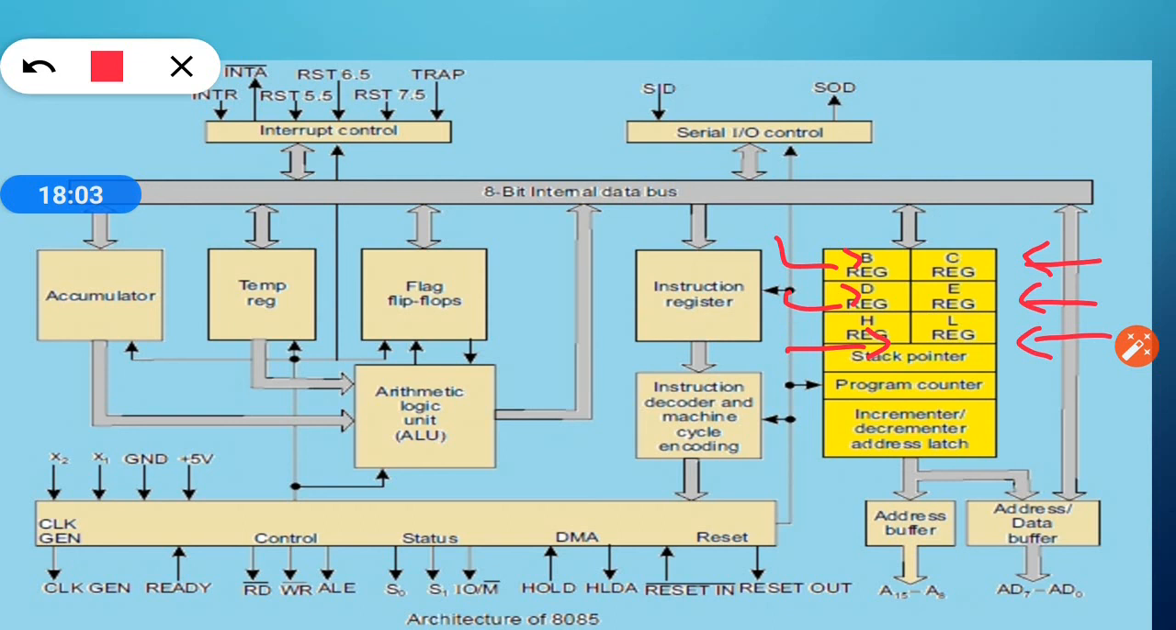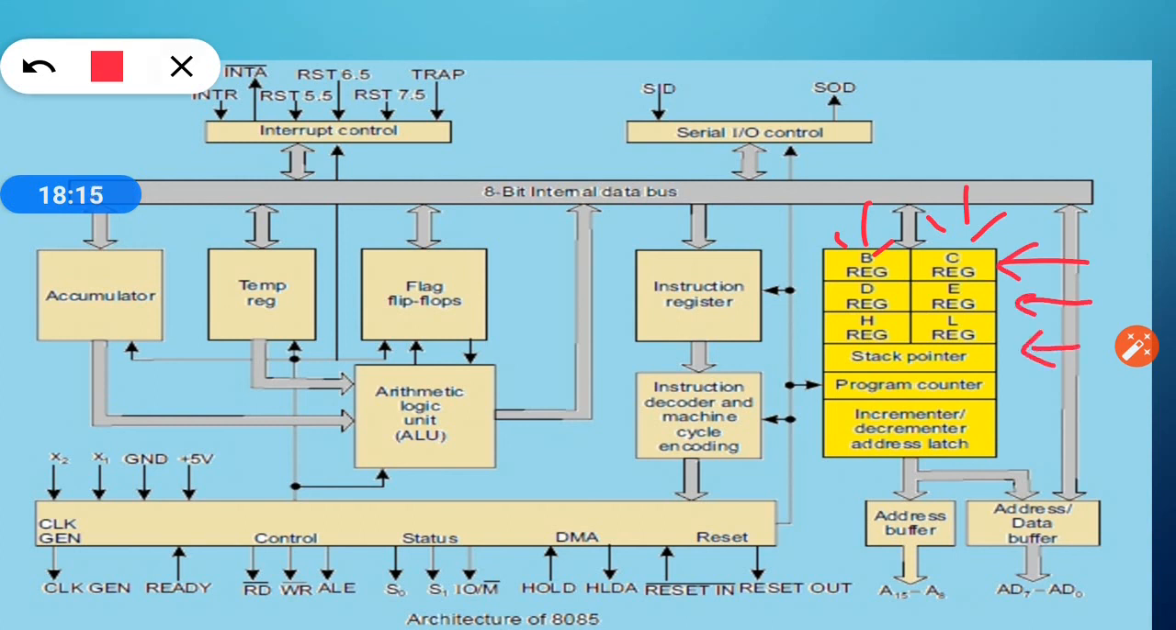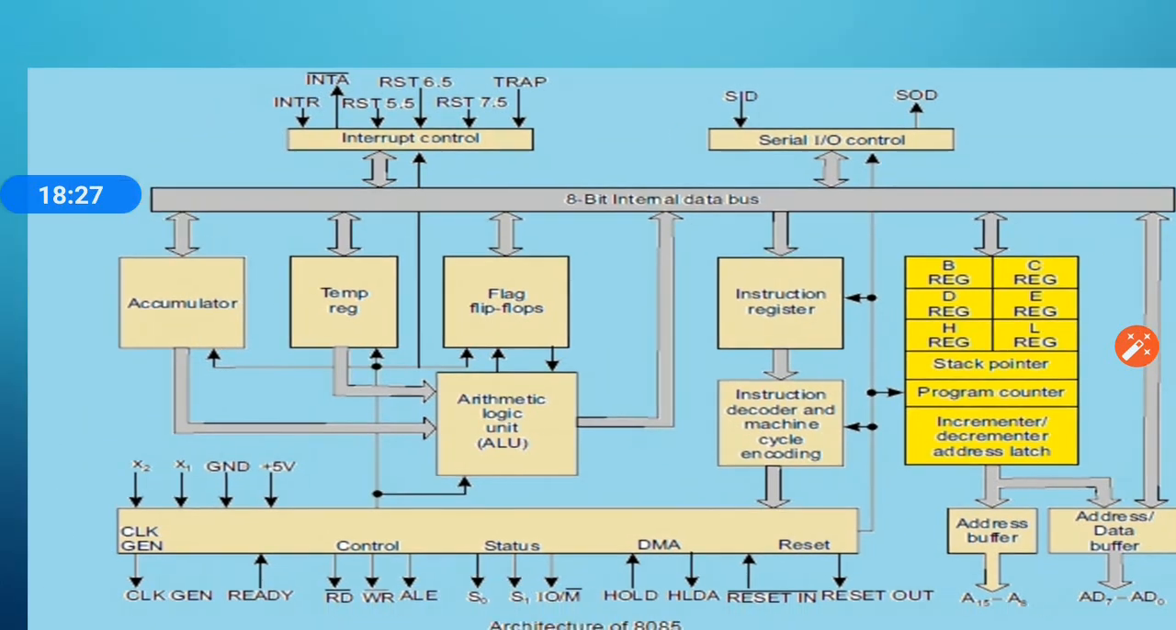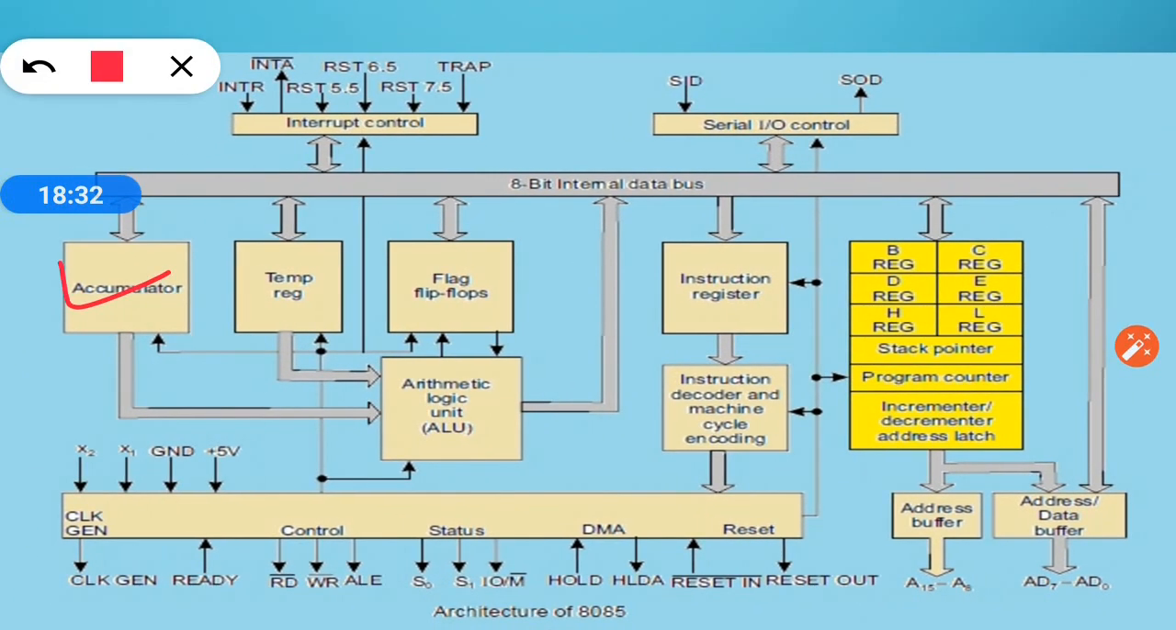Suppose I want to store my 16-bit data, then I can store it in the BC register also, that means upper 8-bit in B and lower 8-bit in C, as these registers are in the form of pairs, right. So we can use them for storing our data, and we can use them in arithmetical and logical operations. That means one number is compulsory in your accumulator, as we discussed, and another number you can store in any of these 6 registers.